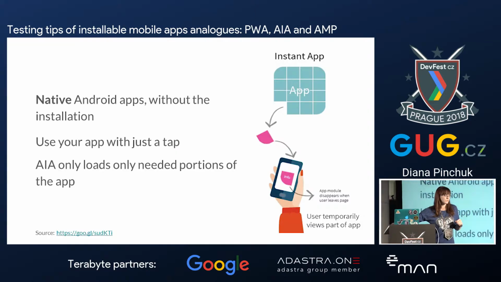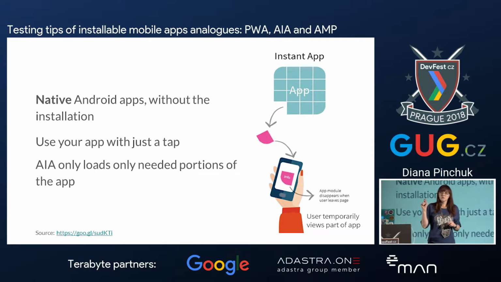Android instant apps. It's just a small module of a native application which can be installed with just one tap on your mobile phone. You just click on a usual link, but instead of a mobile website, you are actually downloading a mobile application, which looks and feels like a full mobile application, but you didn't go to any app store. And only the needed portion of data is downloaded, and when you close it, it's completely deleted from your phone. So it's perfect for some cases when you don't need to download the app.